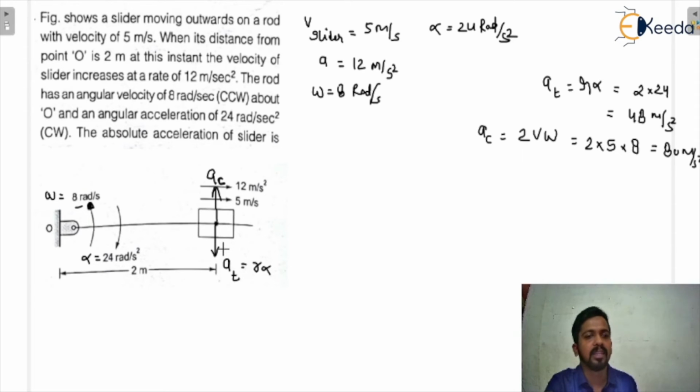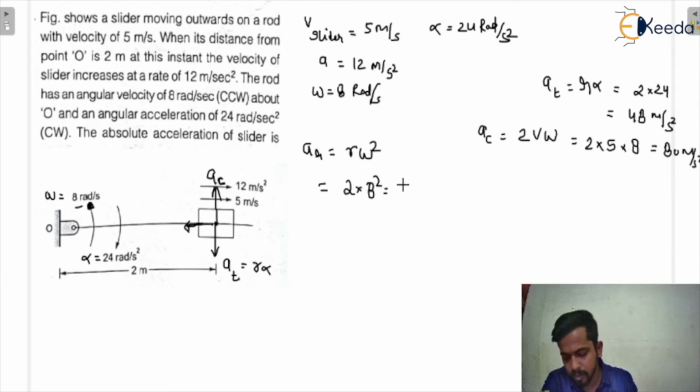The one thing remaining is the radial acceleration that we have to calculate, and the radial acceleration formula is r omega square. Here in the question r is 2, and omega is 8, squared, and you will get 128 meter per second square. That is the radial acceleration.